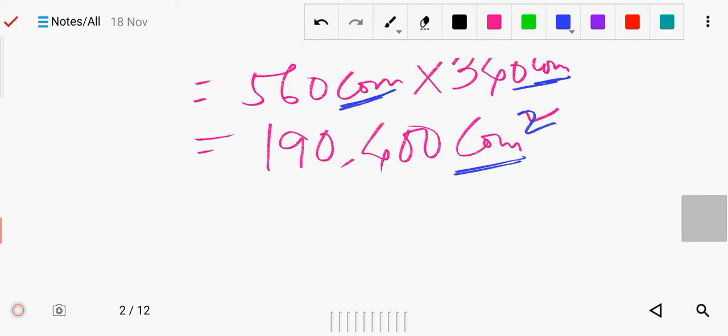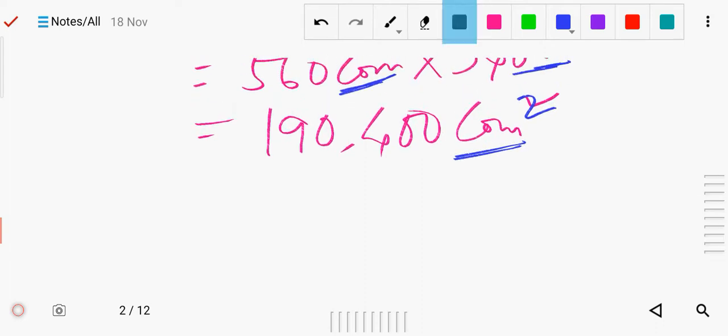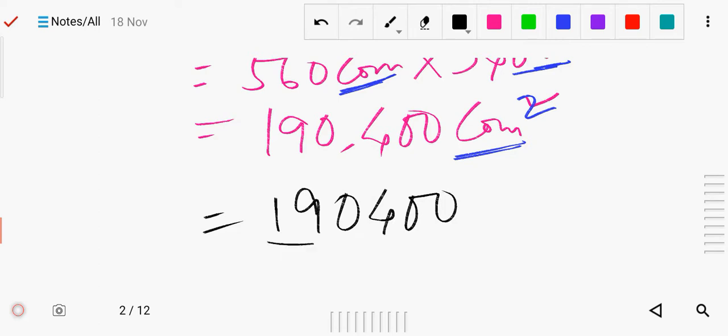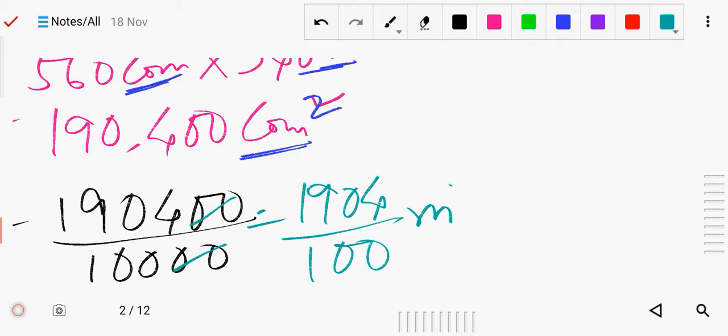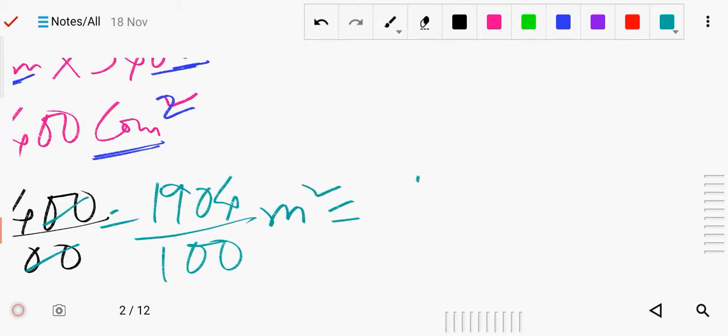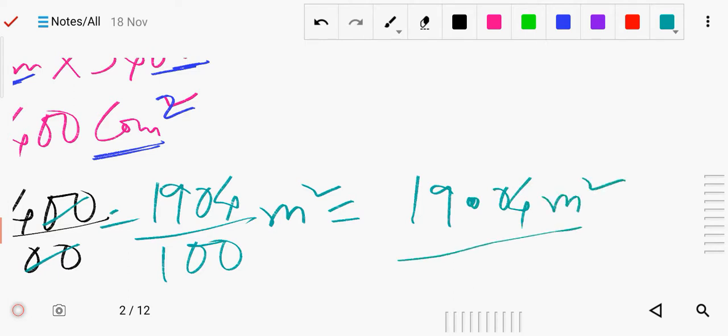Now you can change this centimeter square to meter also. For this, you have to divide by, not 100, you have to divide by 10,000, as I told you about in the table. Now this 20 will cancel, so it is 1904 by 100 also. This is meter square. Again you can change this, so you can write 19.04 meter square. So this is your answer, 19.04 meter square.